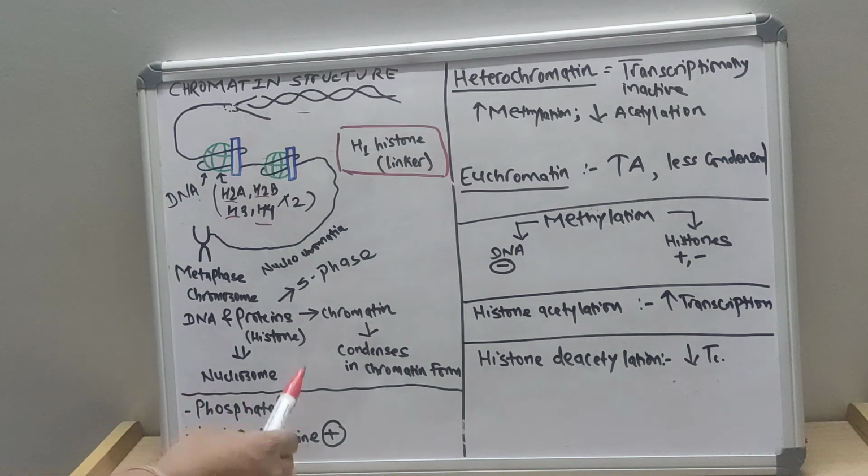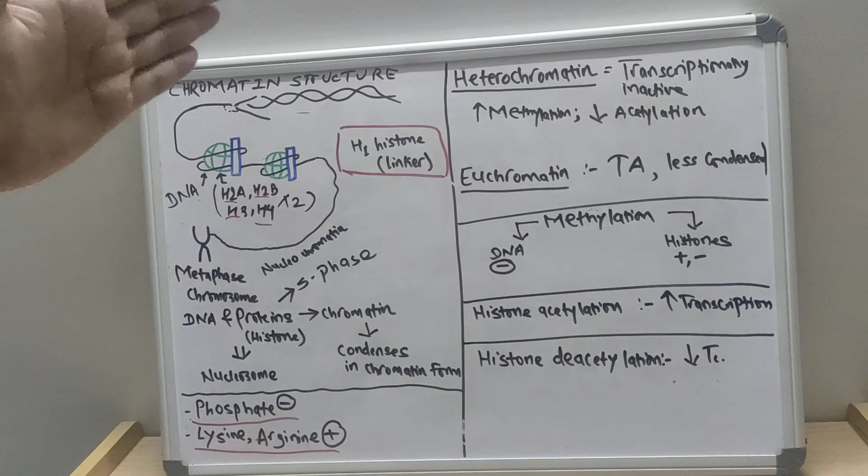In the DNA, the phosphate gives DNA the negative charge, and the lysine and arginine give the positive charge.